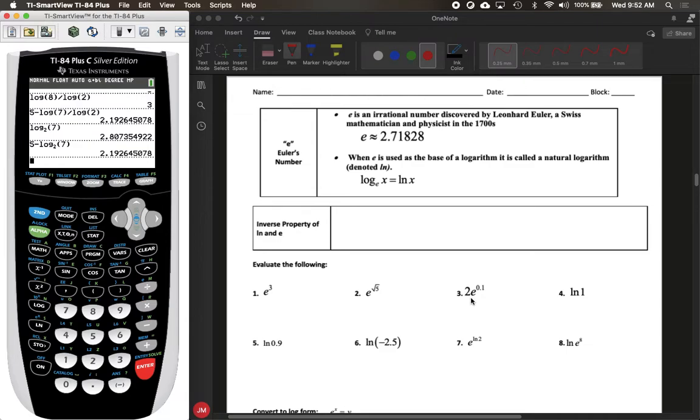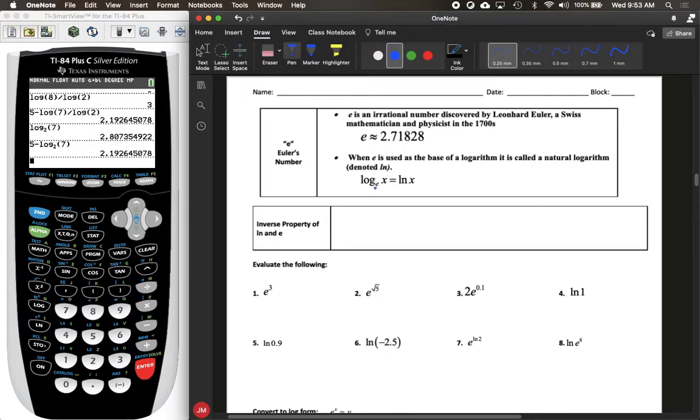When e is used as the base of a logarithm, we call it the natural logarithm. It is written as ln of x. In other words, instead of the common log where we had log base 10 of x was log of x, log base e of x is written as ln of x, or natural log of x.